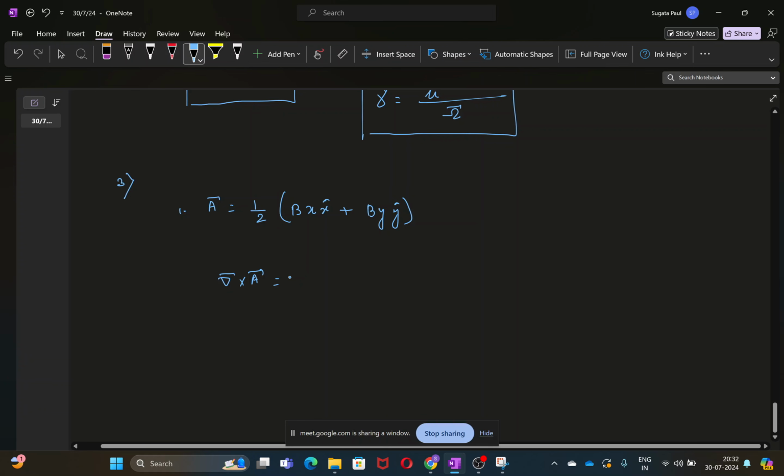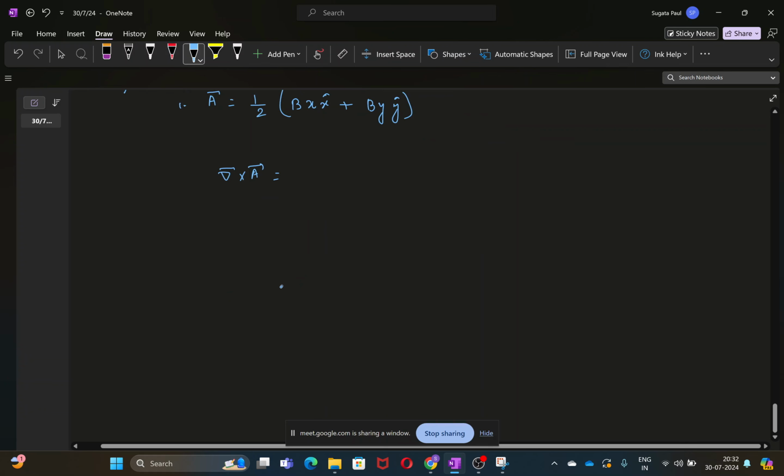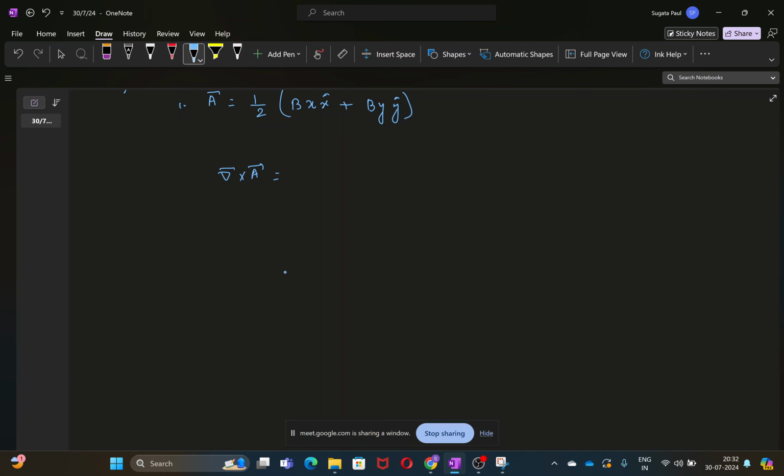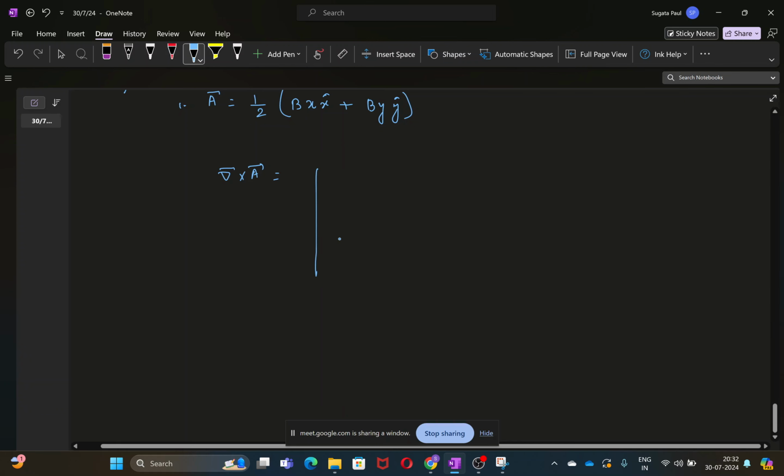How to take a curl, I think you know from the basic idea of math physics. You probably already know that. If you don't, then you can check Google, or any math physics book, and you can see the formula to calculate the curl of a vector. For now I'll just solve it for you.